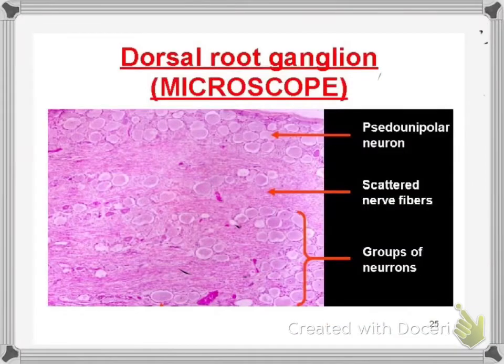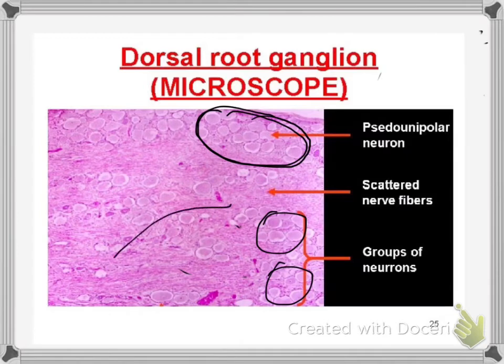Next, now how to identify that? You can see lot of neurons, isn't it? They are called unipolar neurons or pseudo-unipolar neurons. They are seen as groups, isn't it? Here also you can see as groups, here also you can see as groups. In between nicely you can see the nerve fibers. Okay, scattered nerve fibers are seen and groups of neurons are seen. These neurons are pseudo unipolar neurons.